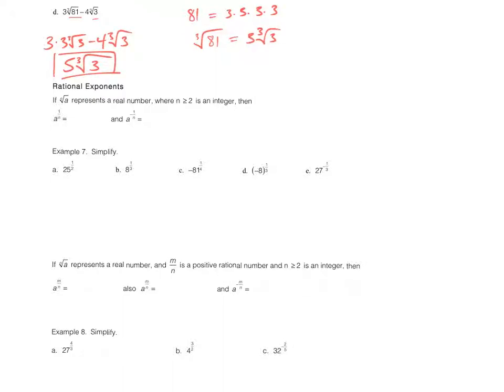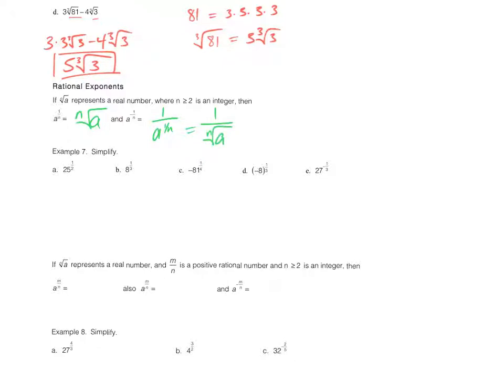Next, we're going to look at rational exponents. So when we have a fraction as our exponent. As long as the nth root of a is a real number, where n is greater than or equal to 2 and an integer, then a to the 1 over n is equal to the nth root of a. If a has a negative exponent, then we're going to use our negative exponent rule to make this 1 over a to the 1 over n. So we get 1 over the nth root of a.